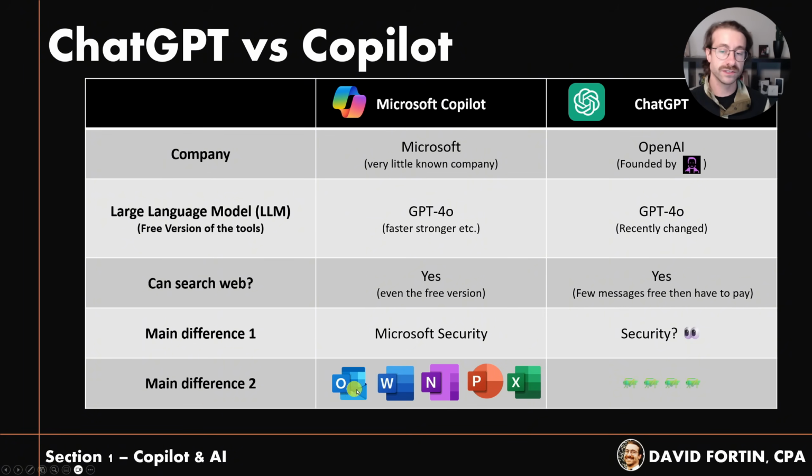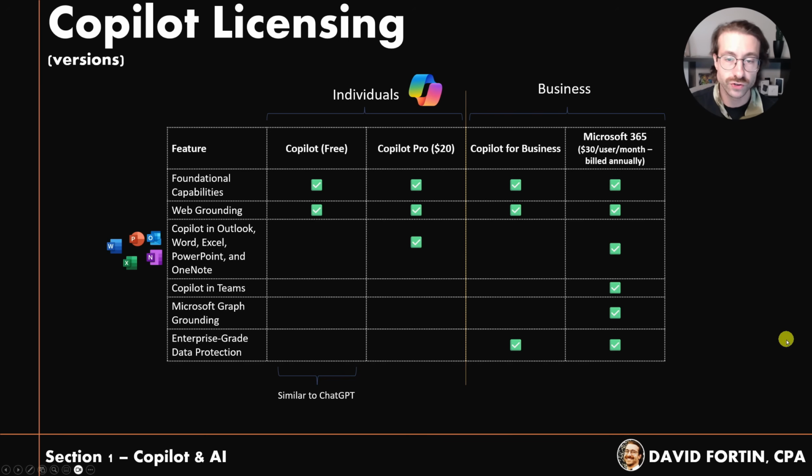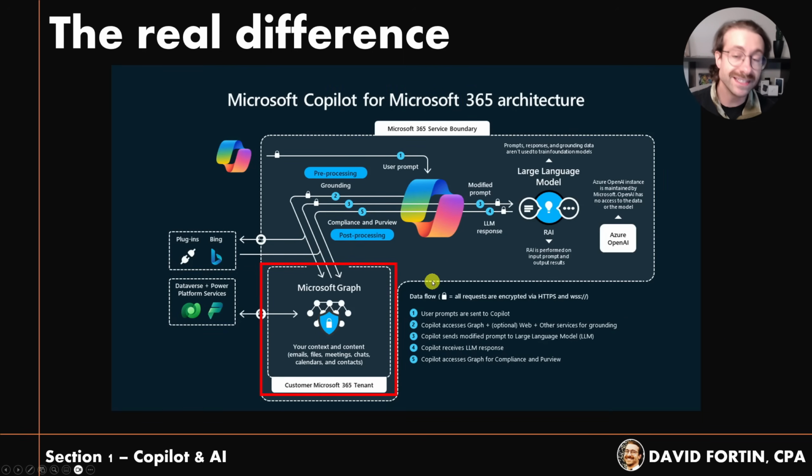And then the main difference number 2 is that it is integrated in your 365 apps. And this is what I want to actually show you here. This is the real difference between ChatGPT and Copilot: Microsoft Copilot is integrated when you pay for it. There's a business license. I'll get back to the licenses in a few seconds. It is really where it unlocks the potential of Microsoft Copilot.